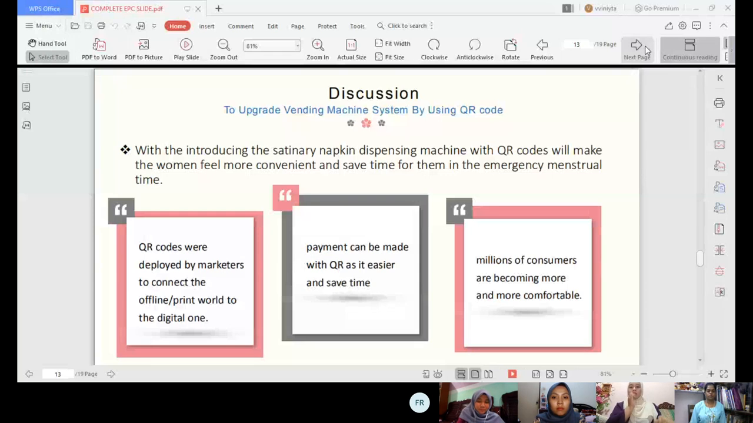For the second point, as nowadays many payments can be made with QR, it is easier and saves time. And the familiarity grows when consumers see the opportunity to pay via a QR code. Okay, for the last point, millions of consumers are becoming more and more comfortable, while the method of QR code payment might not have made inroads in their own personal payment usage.